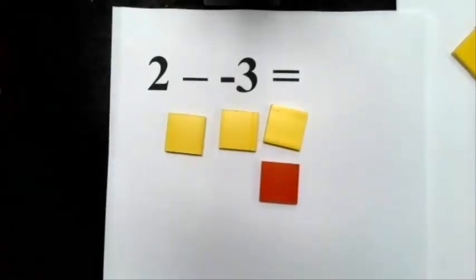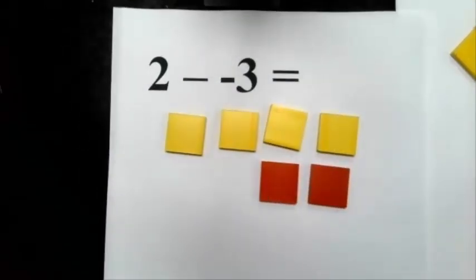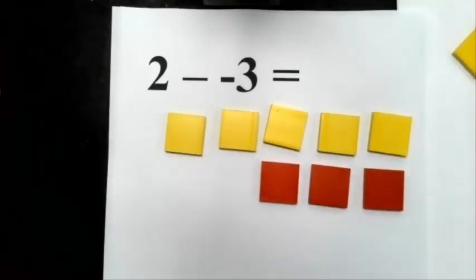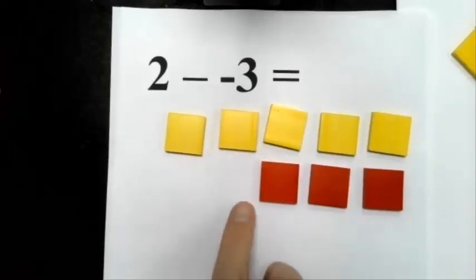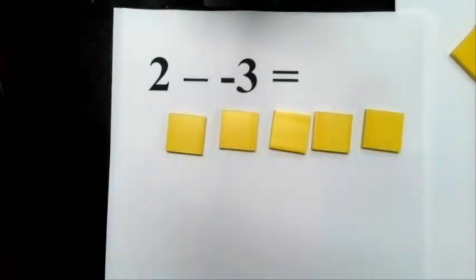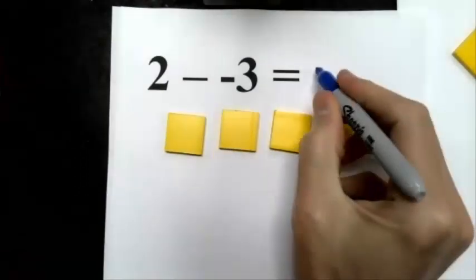There's 1. There's a second 0 pair. And then a third 0 pair. I'm taking away 3 red tiles because I'm taking away -3. This leaves 5 yellow tiles, which represents +5.